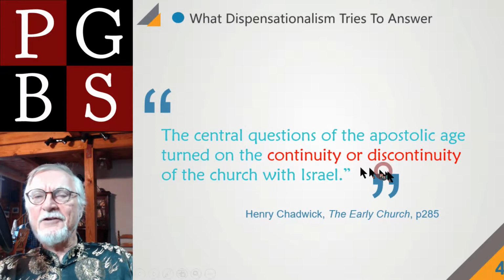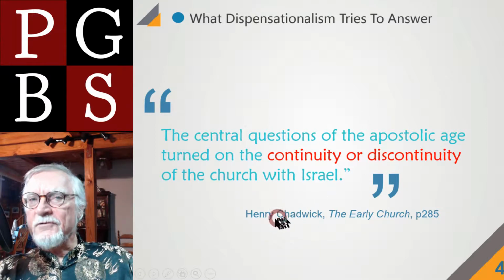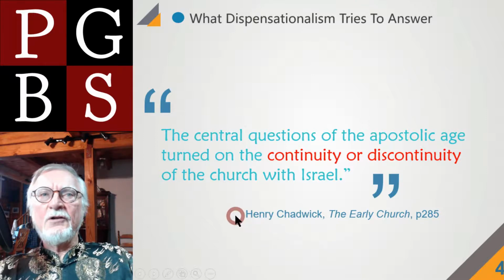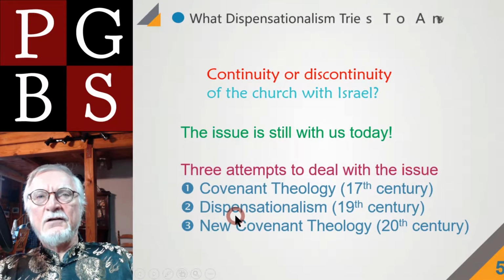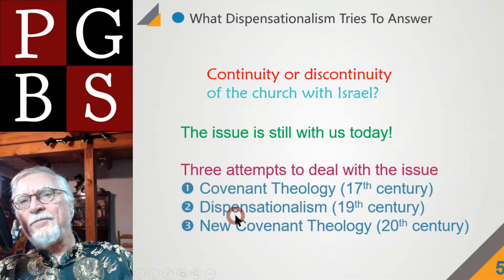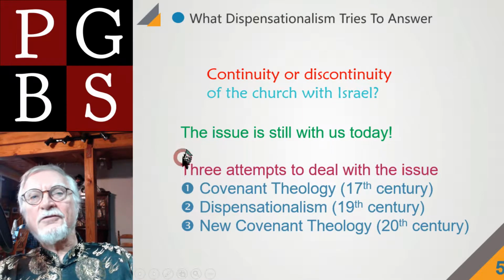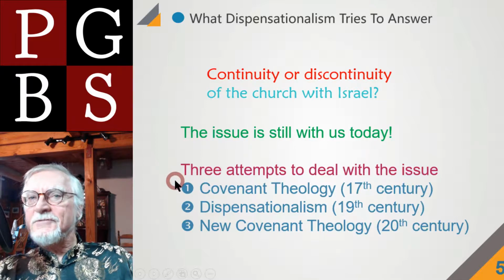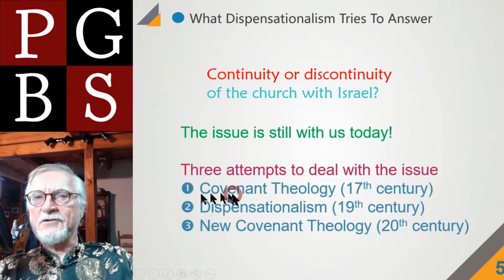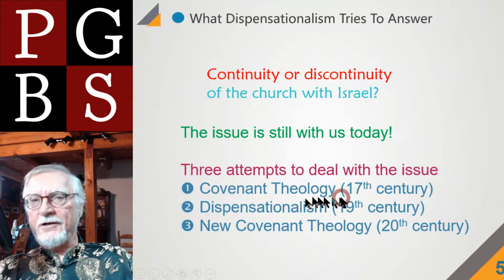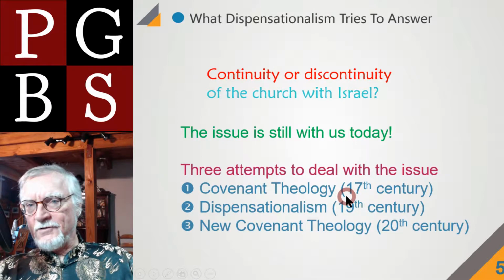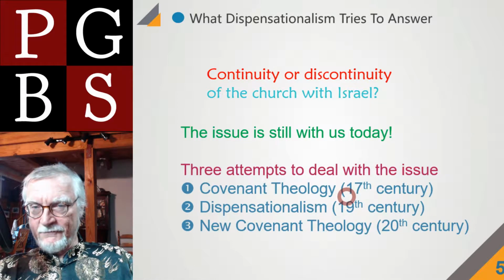The problem of continuity or discontinuity. You'll see that phrase all the time in theological discussions. Well, let's see how people have tried to deal with that issue. As I said, the issue is still with us today because there are 3 theological systems that attempt to deal with the issue today. The first is covenant theology, which started roughly in the 16th century and was codified in the Westminster Confession of Faith. Oops, I meant to say in the 17th century, not the 16th century.